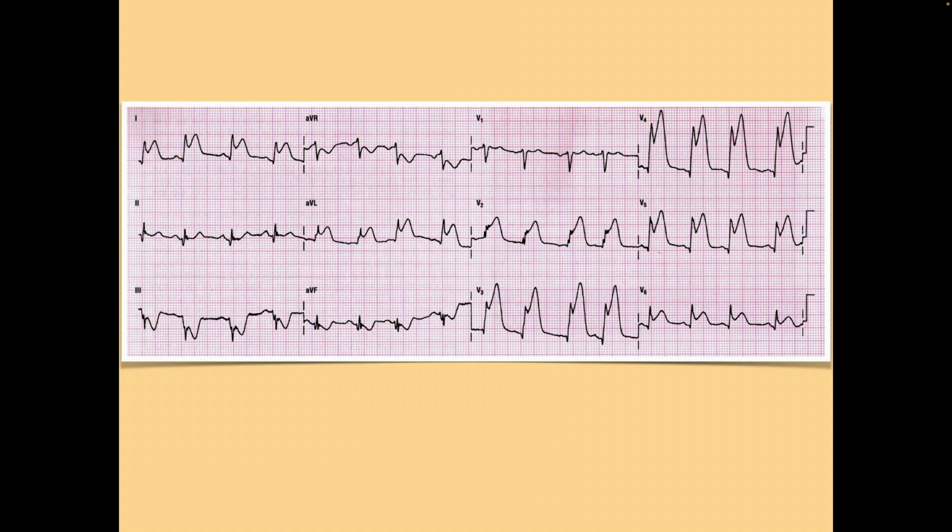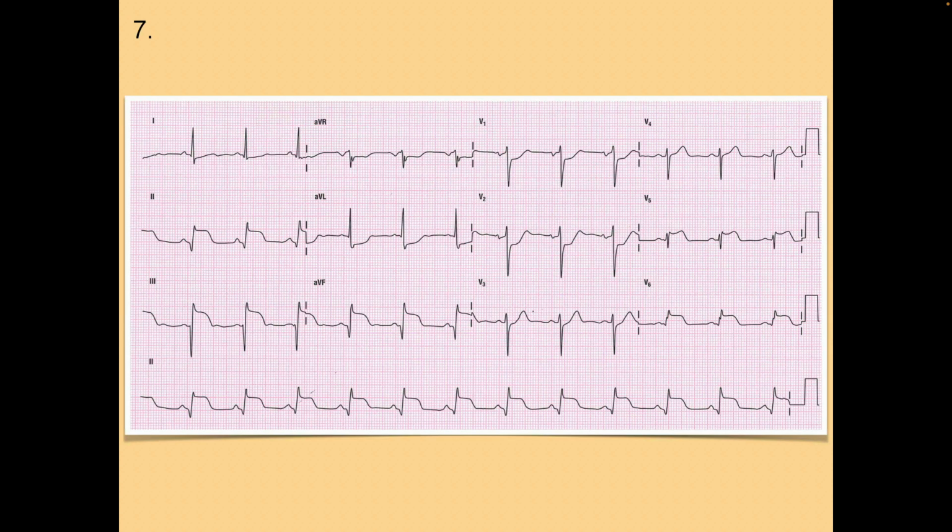Okay, who's next here? Okay, what do you see here? Nothing's better than STEMIs, but yeah. So 1 and AVL, I don't see any elevation, but in 5 and 6 I do. Okay, so 5 and 6. And I also do see it in the inferior. Okay, so how would you say that? Inferior lateral? Yeah, inferior lateral.